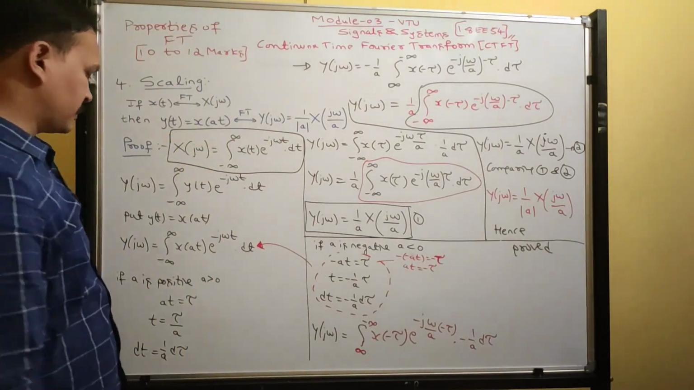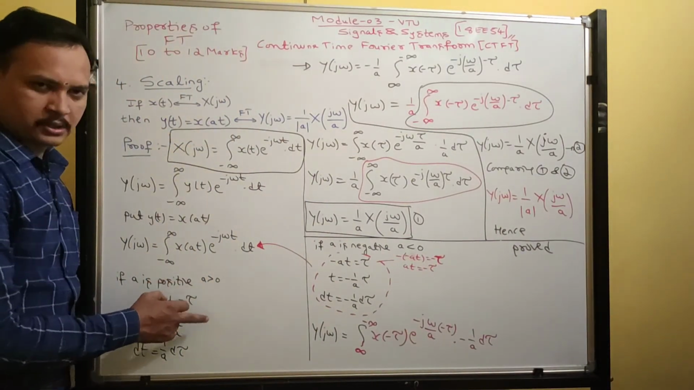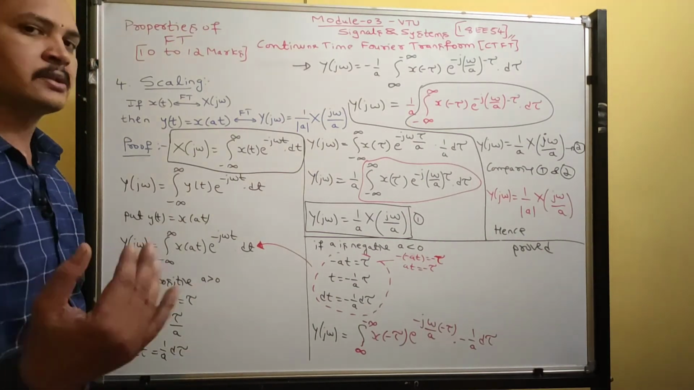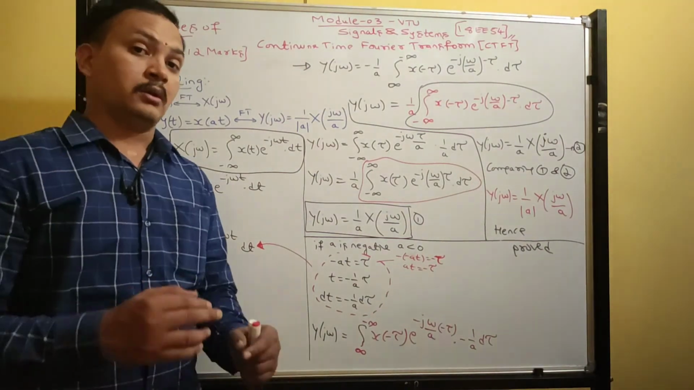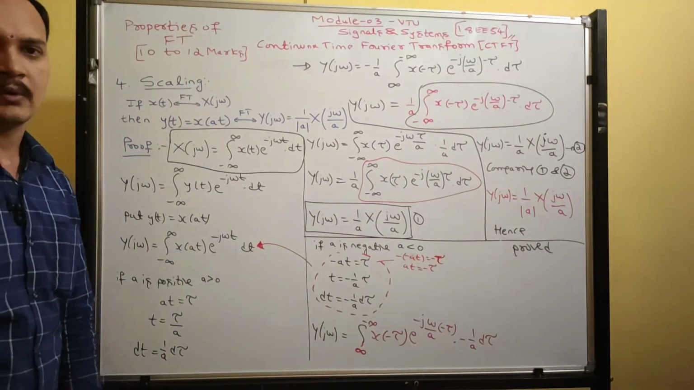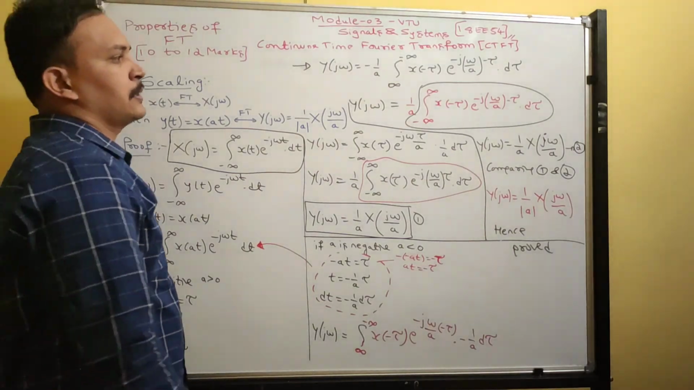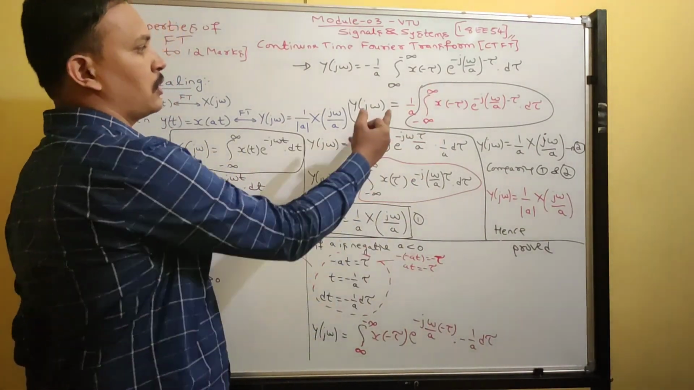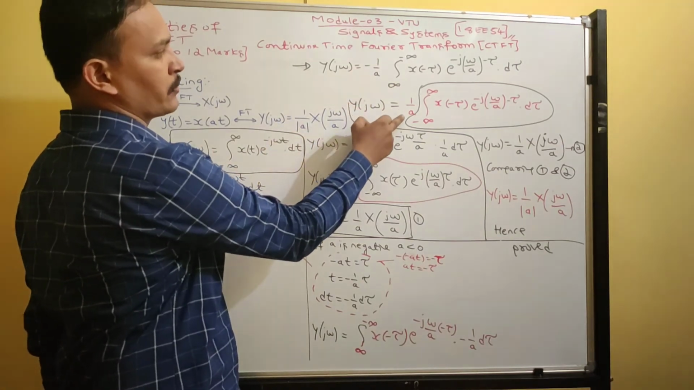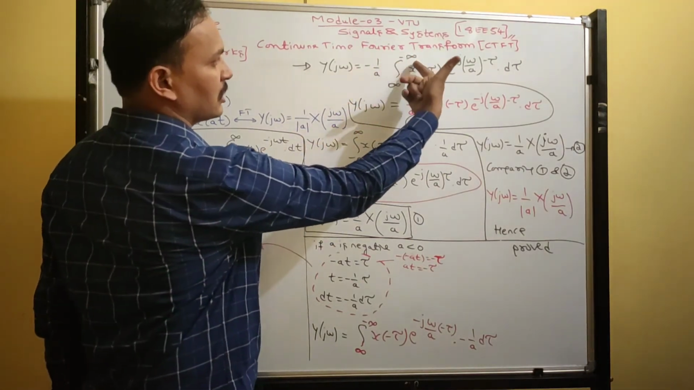Got it? The only logic is, for a greater than 0, positive, you take the limits minus infinity to plus infinity. If a is negative, you take the limits infinity to minus infinity. Just reverse the limits. And in the final step, again we are reversing the limits, so the outside sign changes. Minus 1 by a will become plus 1 by a. Why? Because interchanging the limits changes the sign.